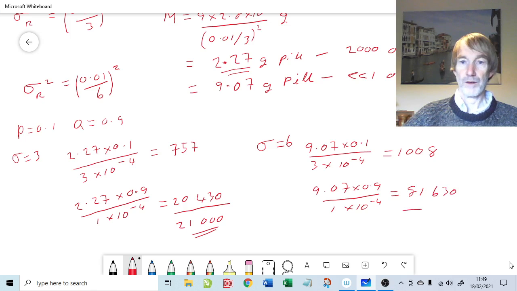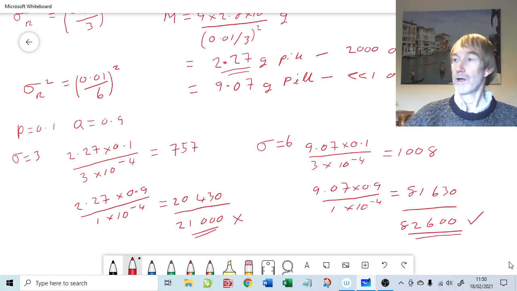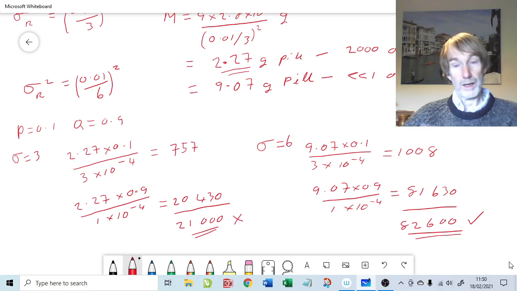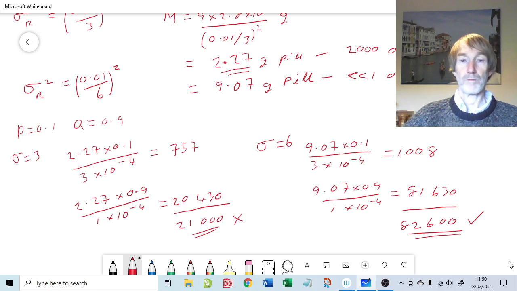And that is 81,630. So this is 82,600, say, 82,600 particles at 6 sigma, or 21,000 particles at 3 sigma. So clearly the particles really need to be small, and the pill sizes, well, this was a 2.27 gram pill, which is big.